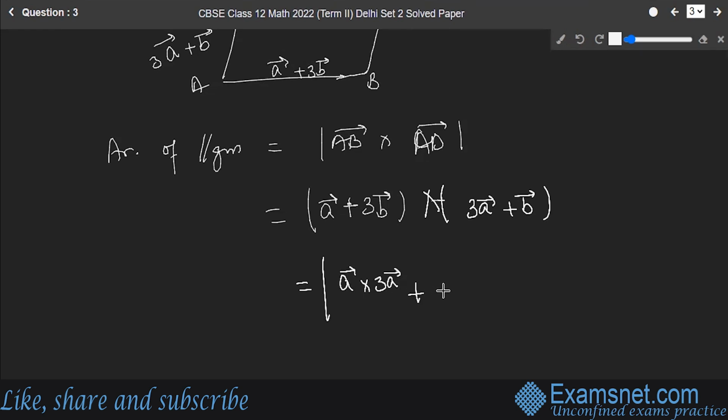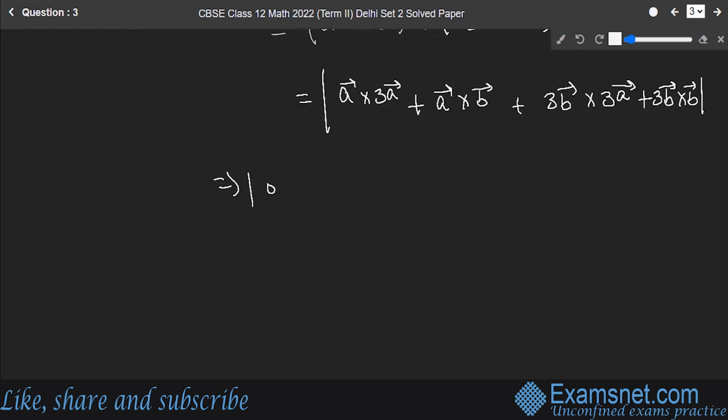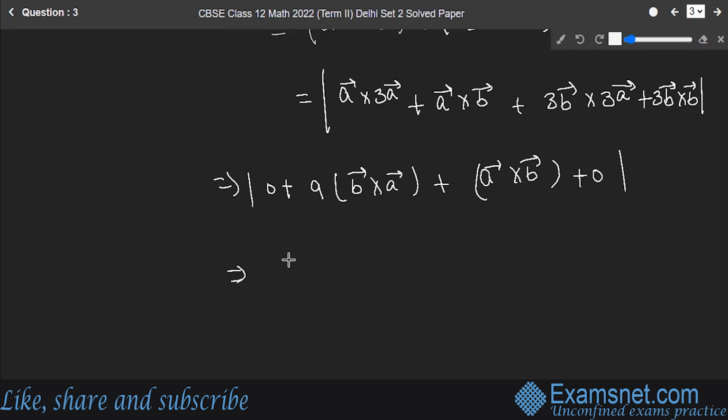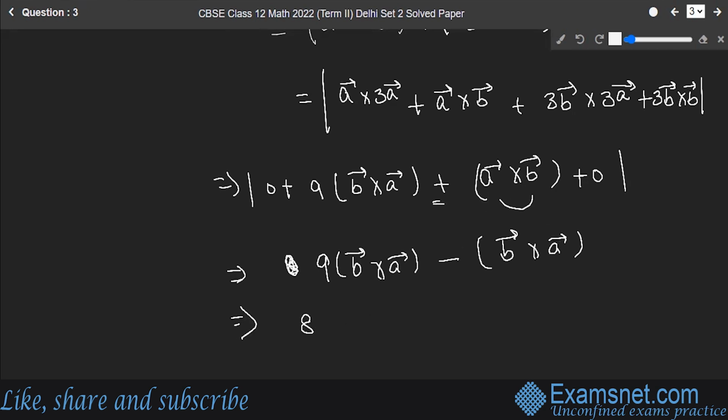So this makes it A into 3A vector, 3B, so this is the cross product, that's 0 plus 9 into B vector cross A vector plus this, right? So that is equal to, this can be written as 9 B cross A minus B cross A, because I'm reversing their direction, a minus sign is introduced. So that is equal to 8 into this. Fine, let's say this is equal to 1.